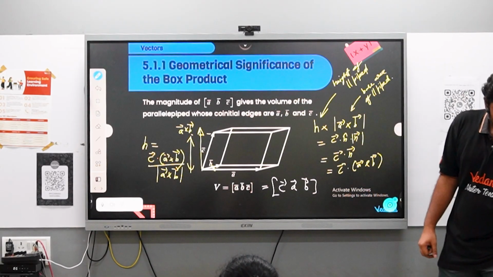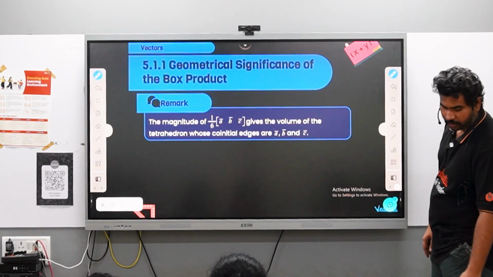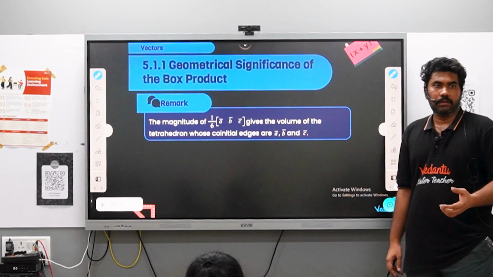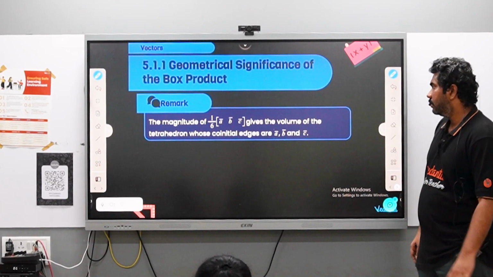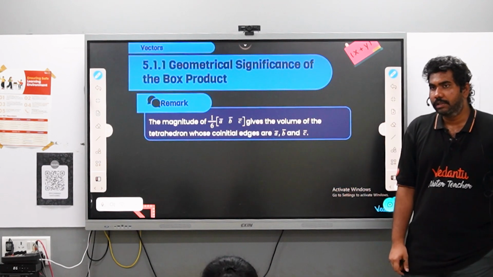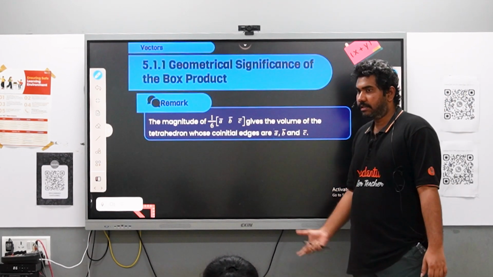The magnitude of 1/6 of the box product. So understand, a parallelepiped, any parallelepiped, can be divided into 6 tetrahedrons. So one of them will be 1/6 of the volume.